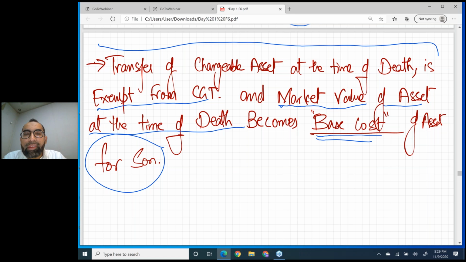Don't forget. There is a planning point here, because tomorrow we will be doing IHT as well. You are all students and you must have studied this: from a CGT point of view, it is best to transfer assets at the time of death, not in life. Because at the time of death, when you transfer any asset to son, daughter, or anybody, there is no gain no loss. There is no CGT. And the market value at the time of death becomes the base cost of asset for son.